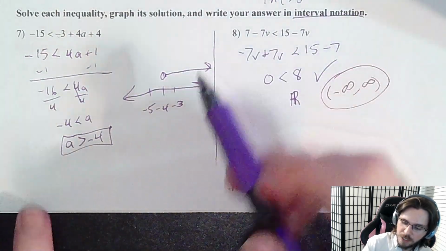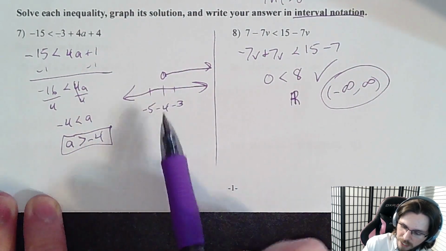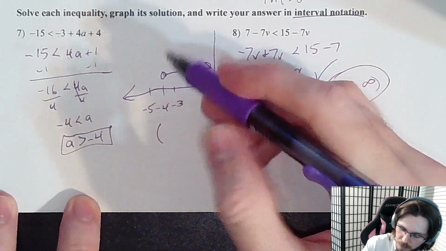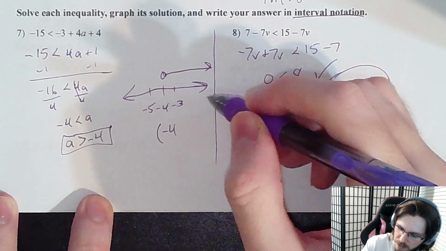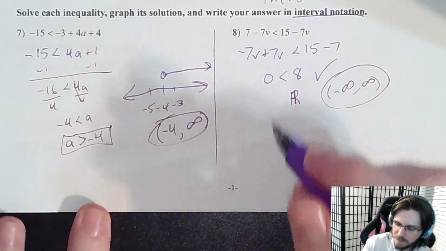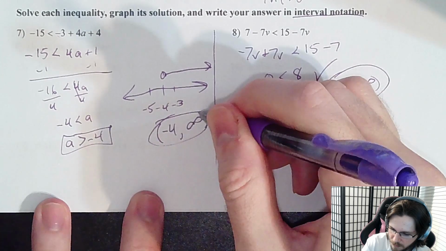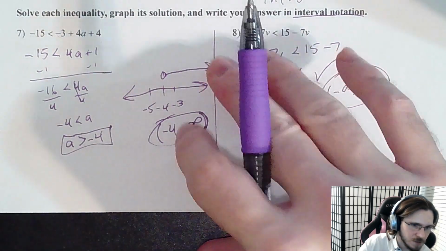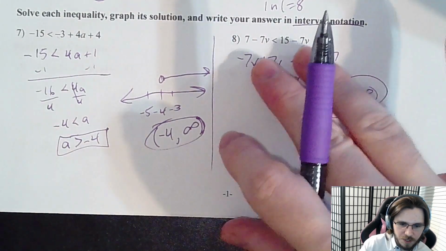The interval notation, we start on the furthest left number we're allowed to be, which is this negative 4. You do a parentheses because it is an open circle. Then you continue on to the far right, which gives us infinity as our answer. Always a parenthesis on infinities, by the way, because you can't reach it. First 8 problems out of the way.